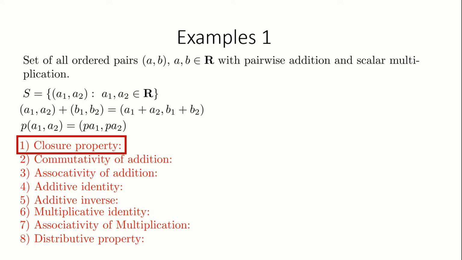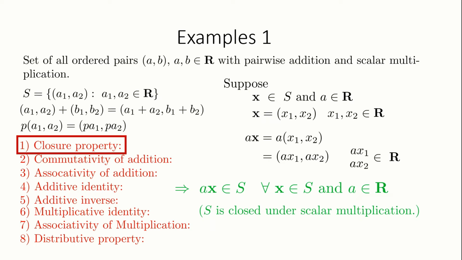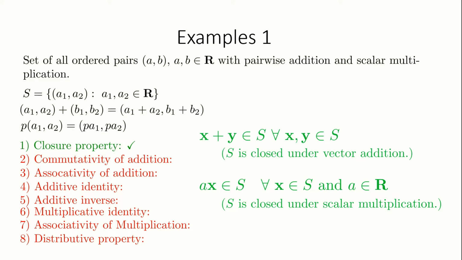Let's now verify the closure property with respect to scalar multiplication. Again, suppose that x is an element of the set S and a belongs to the field of scalars, which is the set of real numbers in this case. x is an ordered pair of real numbers. Multiply a with x. Now a times x1 and a times x2 are also real numbers, so the resulting element is also an ordered pair of real numbers. Therefore, ax also belongs to the set S and the set S is closed under scalar multiplication. The set S is closed under both operations of vector addition and scalar multiplication.